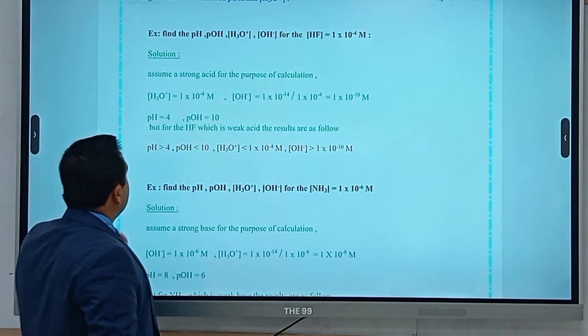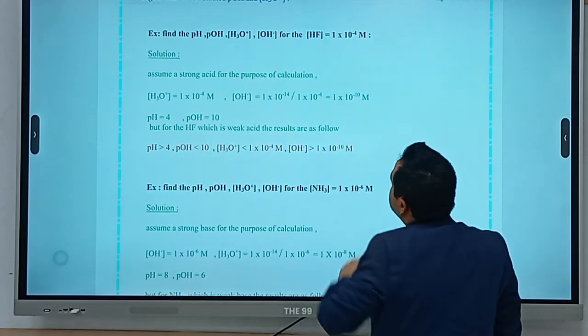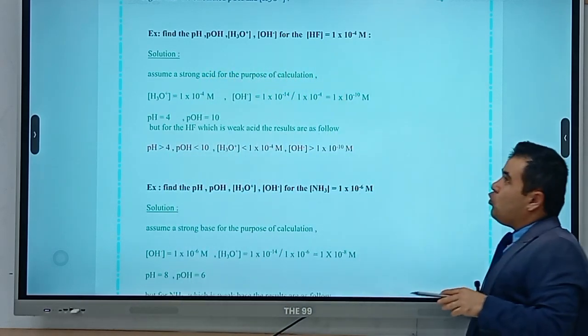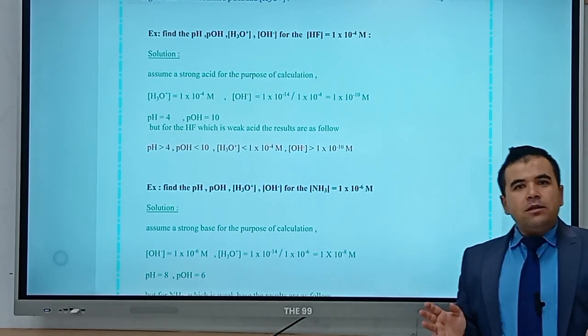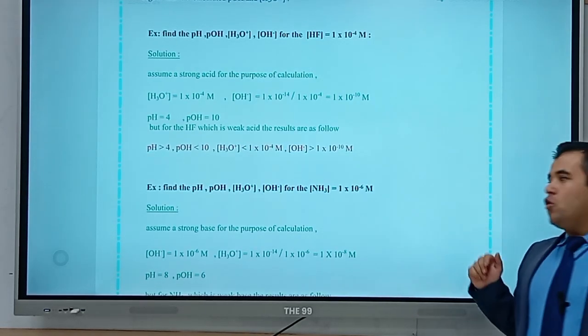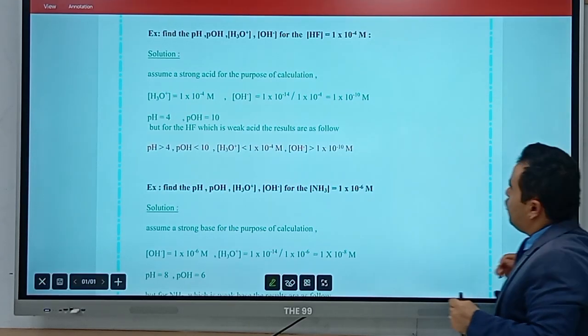Let us solve a question and then we will be able to understand those notes. Find the pH, pOH, hydronium, and hydroxide for the concentration of HF, which is equal to 1×10^-4 molarity. HF is a weak acid. Then we have to apply these notes on how to calculate the hydronium, hydroxide, pH, and pOH.